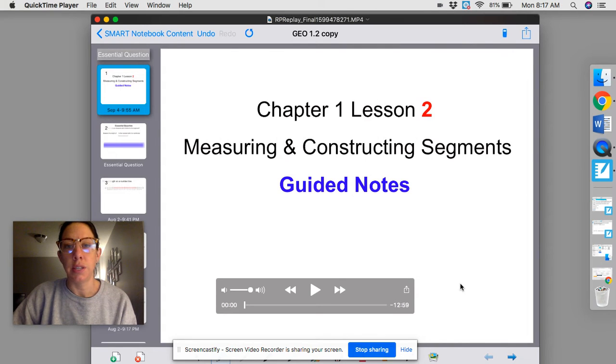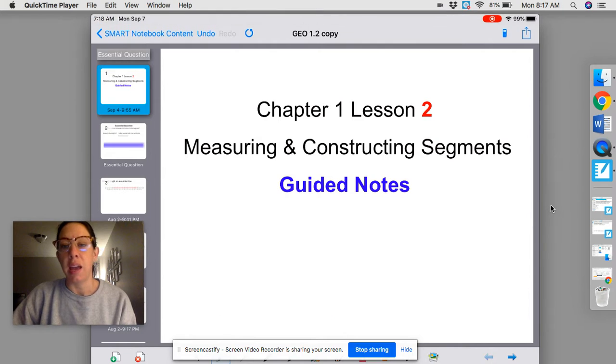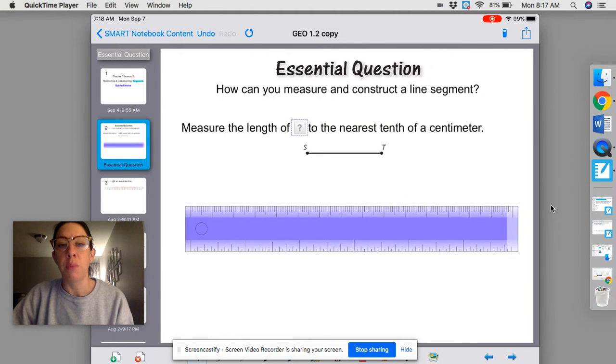All right, so this is lesson 2 of chapter 1, measuring and constructing segments. And I want you guys to think about why we aren't measuring lines. Well, lines extend infinitely in both directions, so it's impossible to find their actual length. So for this purpose, we're just focusing on segments. So our essential question is, how can we measure these line segments?